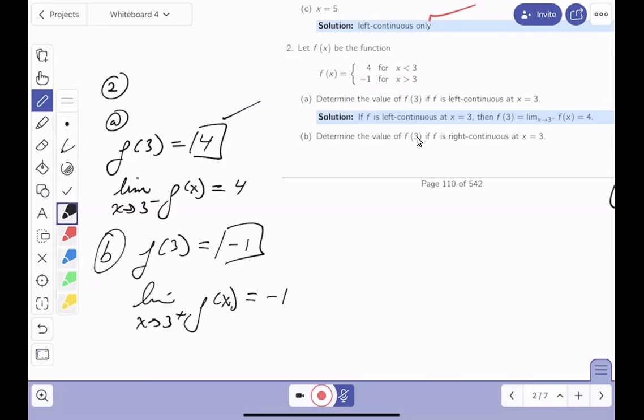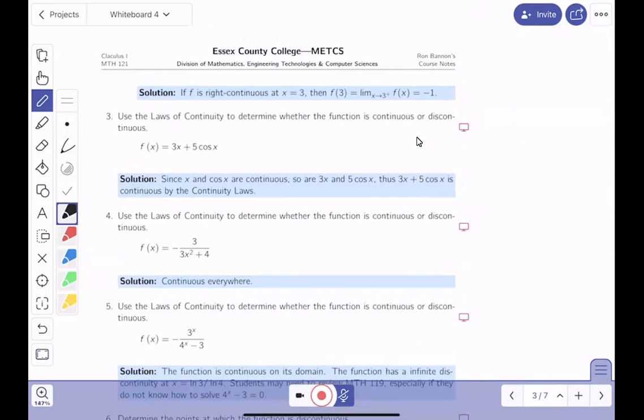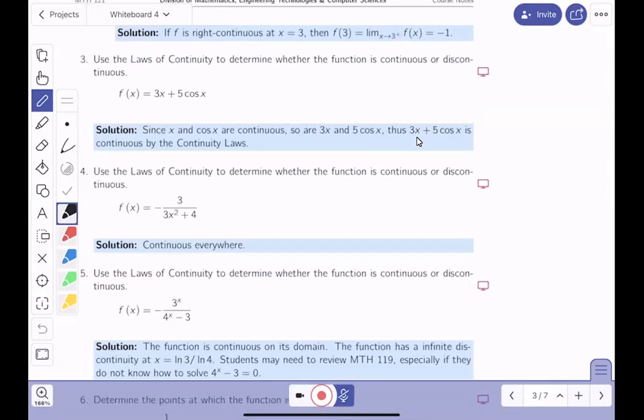Look at this over here. To the next page, I'll just go to that. I want to make sure it does say minus 1. And lo and behold, it does say minus 1. All right. So let's do number 3.